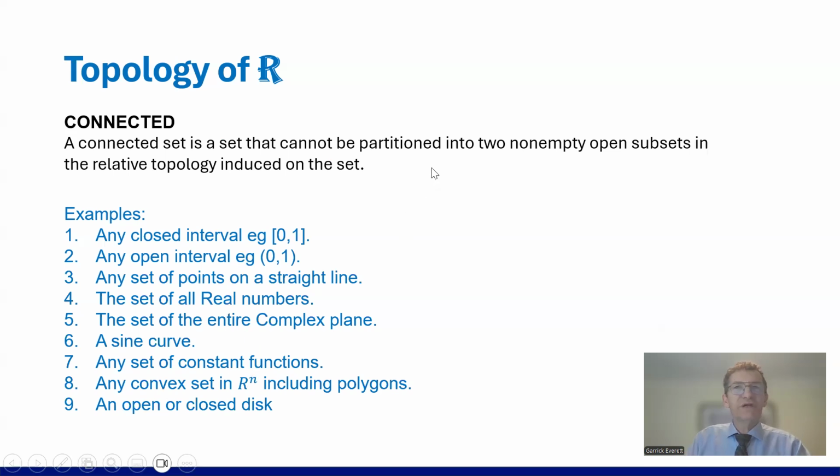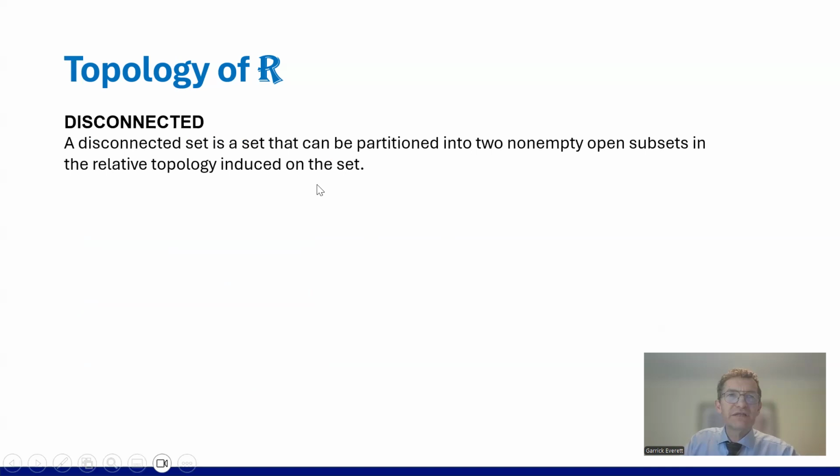They can't be partitioned into two open subsets. You can't partition into two open subsets because if you have an open subset, let's say it ends at a half and then starts at a half, where's the half? Because if it's open on each end, it doesn't work. So disconnected. A disconnected set is a set that can be partitioned into two non-empty open subsets. Again, we've got this open.